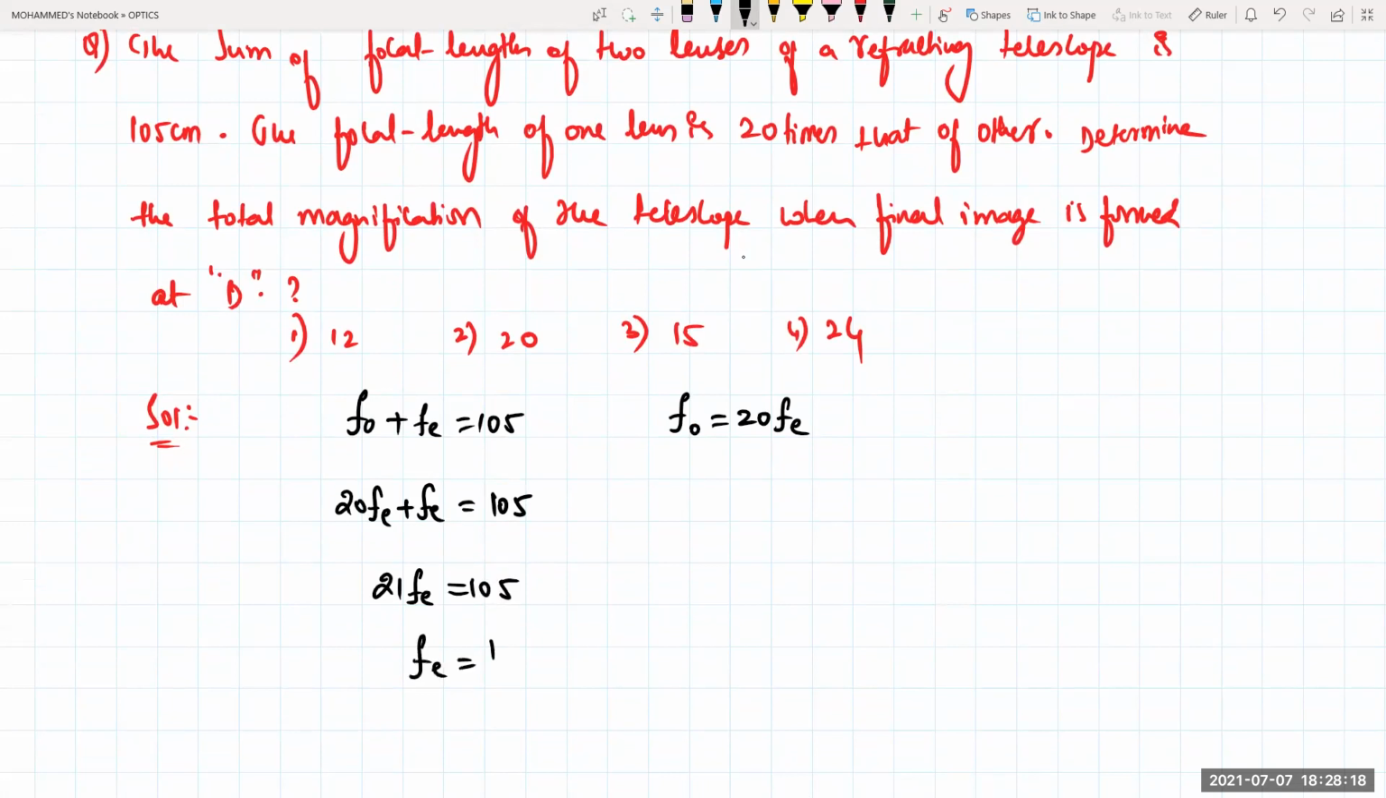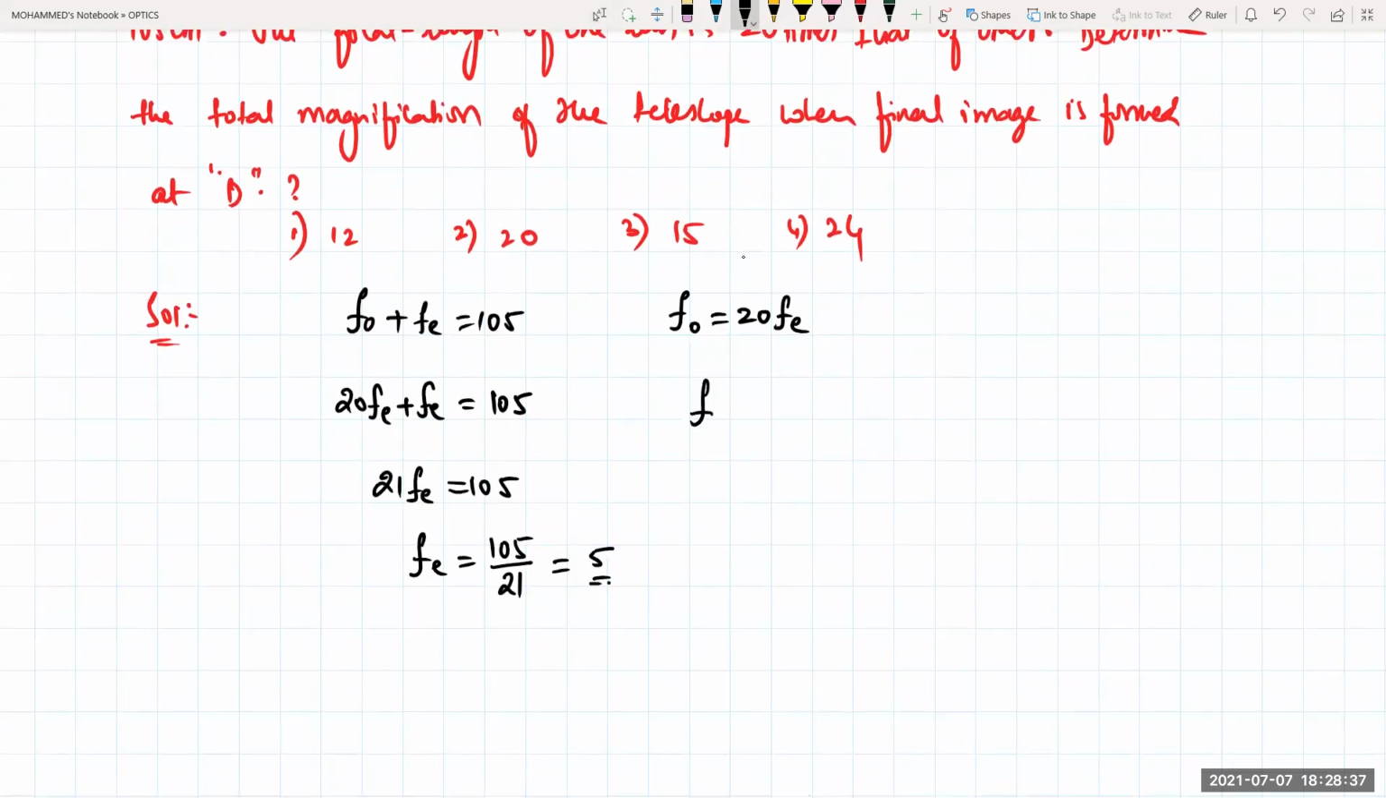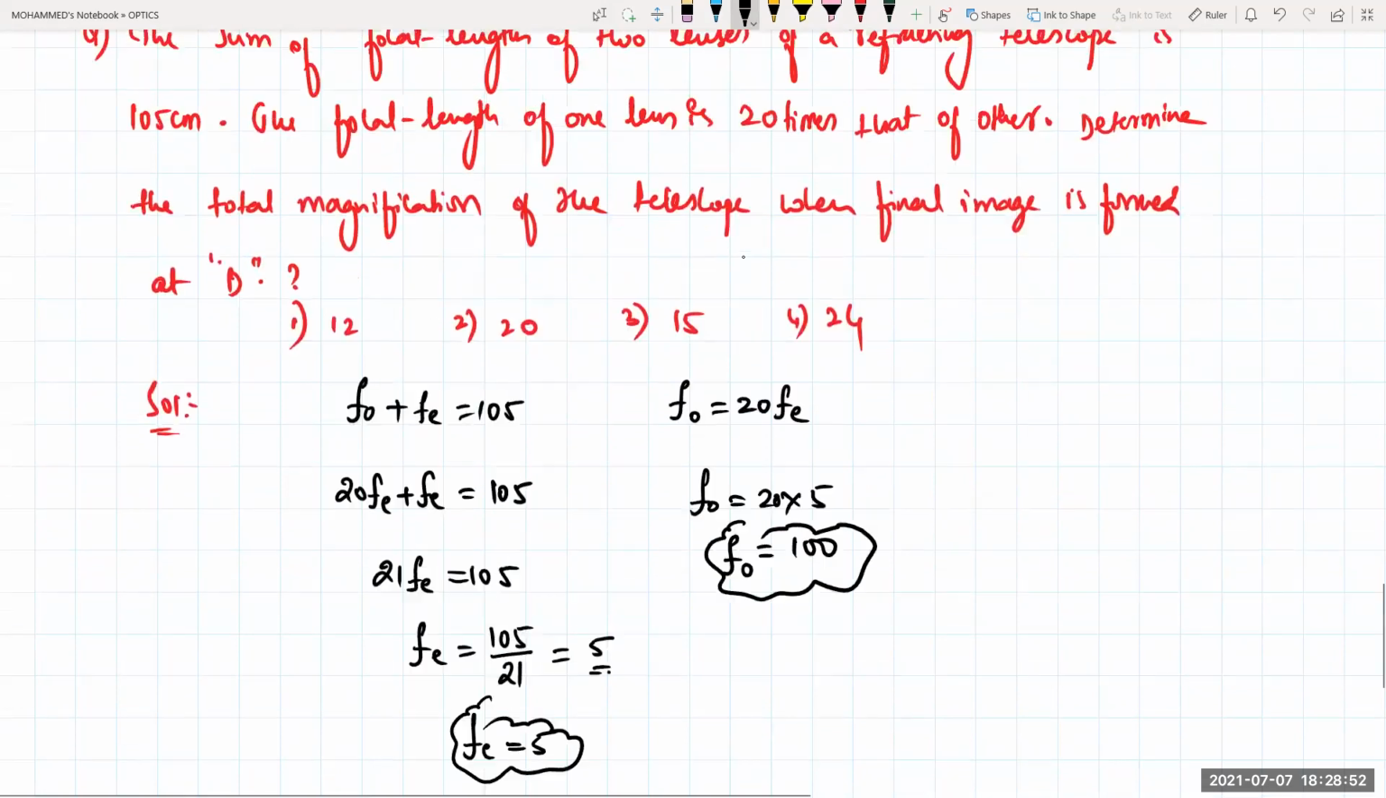So focal length of eyepiece will be equal to 105 divided by 21. 21 fives are 105, so this will be 5. Focal length of your eyepiece is 5. And focal length of objective will be 20 into 5, that is 100. So focal length of your objective is equal to 100, and focal length of your eyepiece is equal to 5.